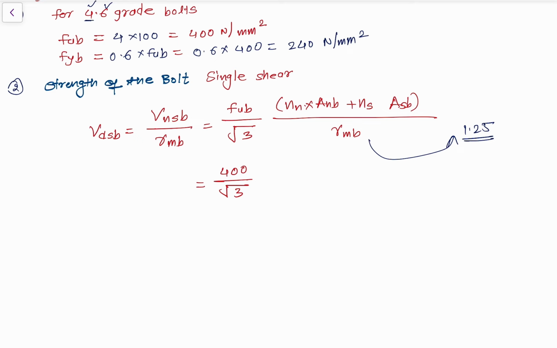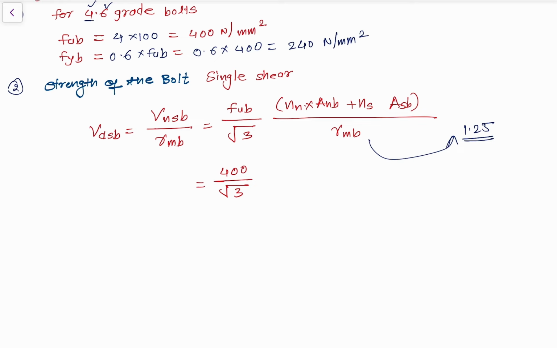So NS into ASB, the value which you are supposed to calculate. It is very important because NS is nothing but the number of shear planes without thread intercepting the shear plane. So now we are not calculating the NS over here. We only require the number of shear planes with thread intercepting the shear plane. It means NN we are going to consider, right?